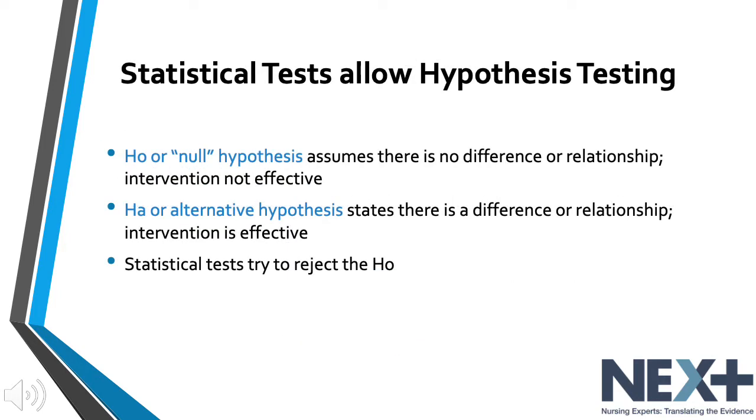In statistical testing, there's a null hypothesis and an alternative hypothesis. The null assumes there is no relationship, that the intervention is not effective. We assume the null is true and the statistical tests are conducted to determine if we can reject the null hypothesis.